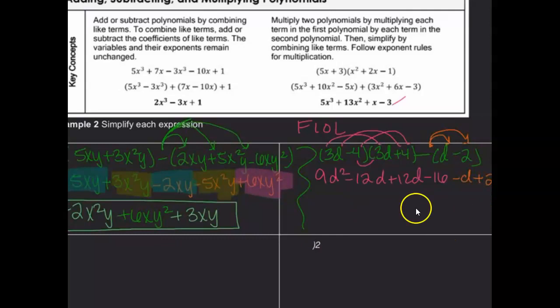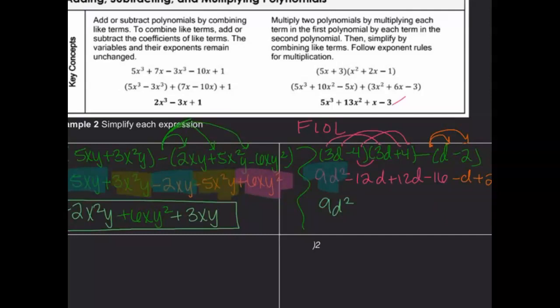Once you've gotten rid of your parentheses, and you do that once you've distributed or once you've multiplied, you can start combining like terms. Remember, we like to start with the largest degree. So in this case, that's a degree 2 or an exponent 2 is my largest. So we'll start here. So that's going to give me 9d squared. There's no other number with a d squared, so it's not going to change. Nothing's getting added to it. Nothing's getting subtracted to it.